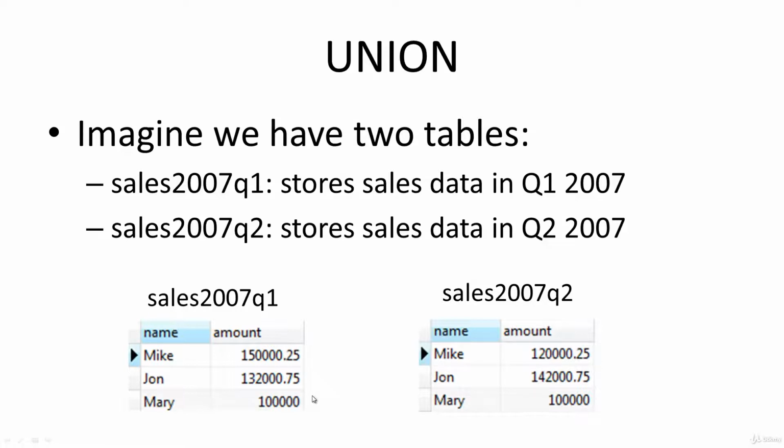Some things to notice here is that the amount for Mike and John changes from quarter 1 to quarter 2, but Mary sold the exact same amount in both quarters. That's something to take note of. So how will we actually put a union to work here? Well, a union is going to allow us to just combine this information in case we wanted to have a table that said something like sales 2007 first half of the year, quarter 1 and quarter 2. We just basically want to concatenate these two tables together.